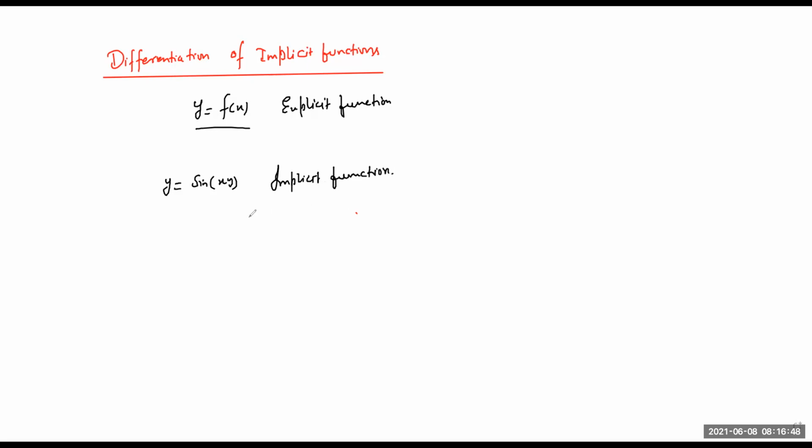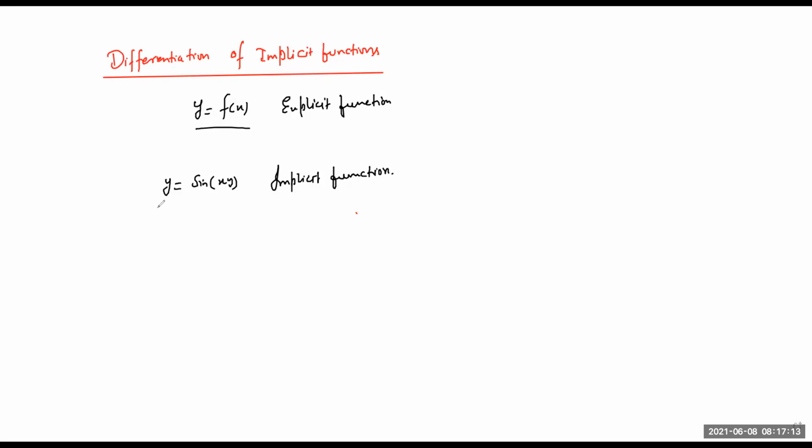So you can understand that implicit functions are those functions in which we cannot write something like y equals f(x). Here y cannot be expressed only as a function of x. That's why this is called an implicit function. So how to differentiate, how to find dy by dx in such a case?